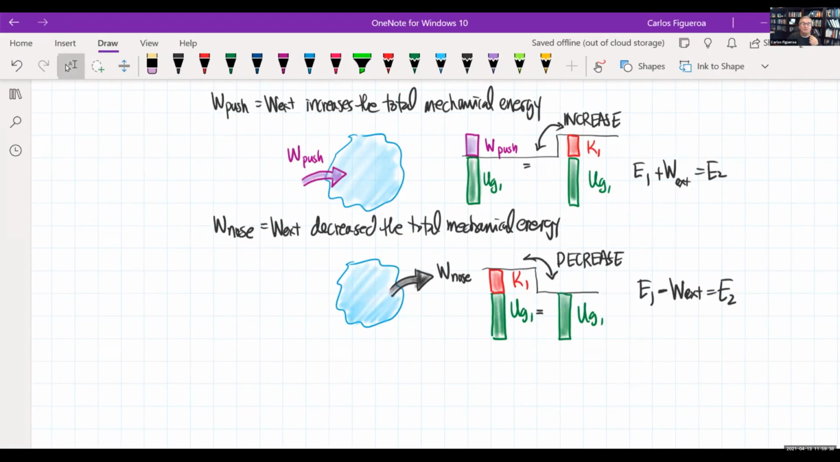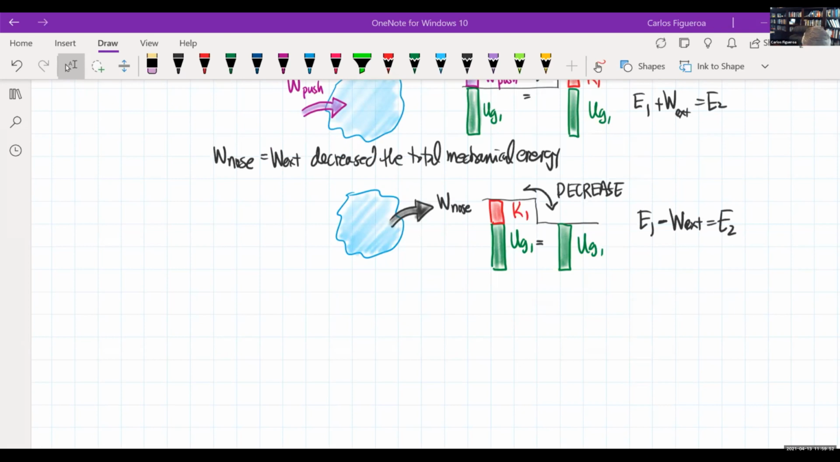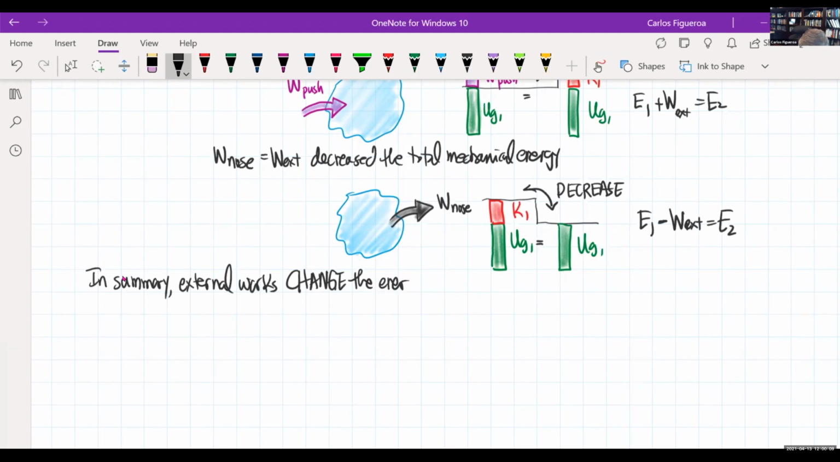So what I want to do here is go in and look at an example. Okay. And the example that I want to look at is something like this. So you know what? I should be really, really, really careful here. So just in summary, before I go to the example, external works change the energy of the system.